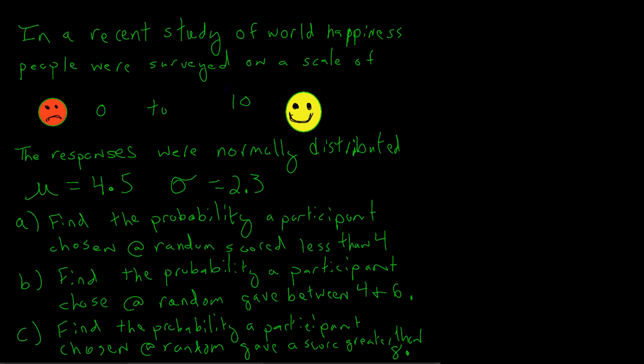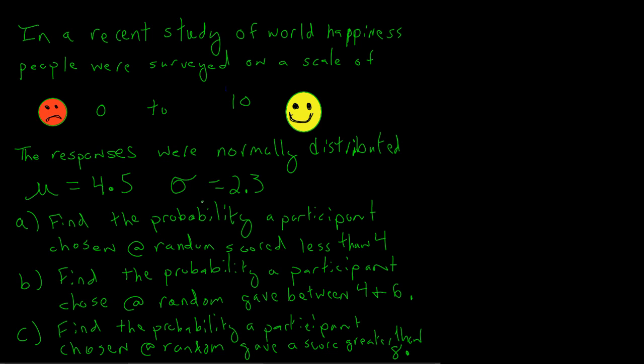All right, so we're going to look at problem 2.5, chapter 5, section 2, problem 7. In a recent study on world happiness, participants were asked to evaluate their current lives on a scale from 0 to 10, where 0 represents not happy, and 10 represents happy. Right? Worst possible life and best possible life. The responses were normally distributed with a mean of 4.5 and a standard deviation of 2.3.